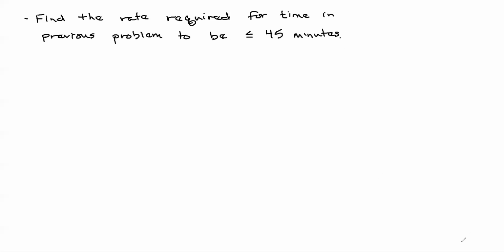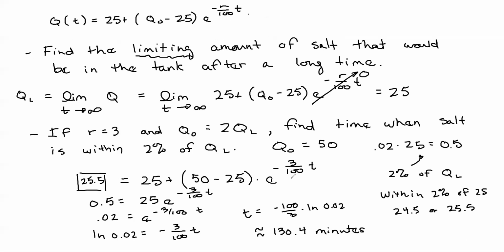Okay, so let's glance at our previous problem here. We went through and did this situation, and we got 130.4 minutes. And the instructions are, what would the rate have to have been so that instead of getting 130.4 here, we would have gotten less than or equal to 45 minutes.